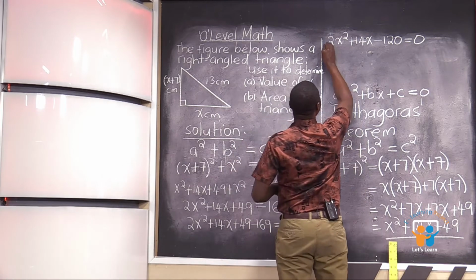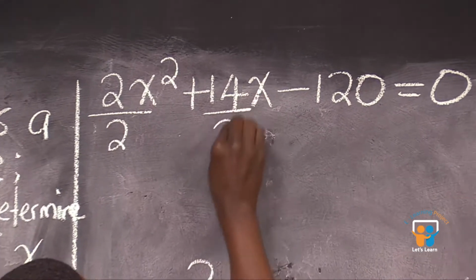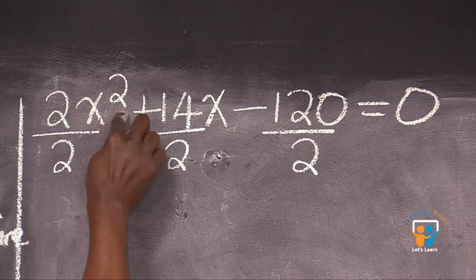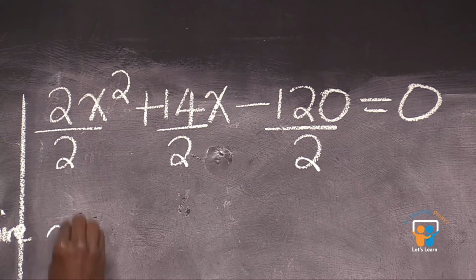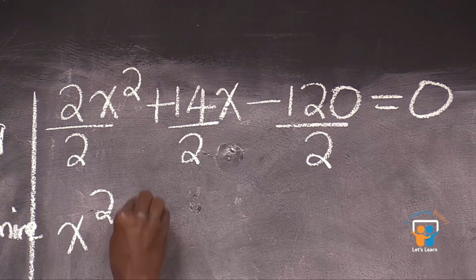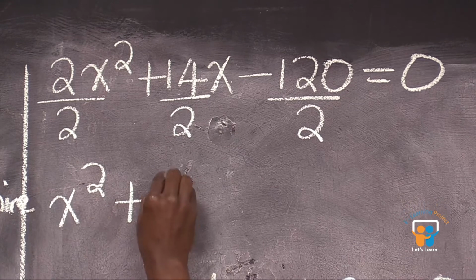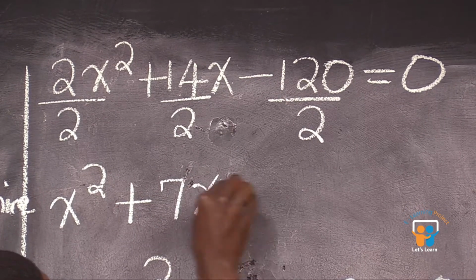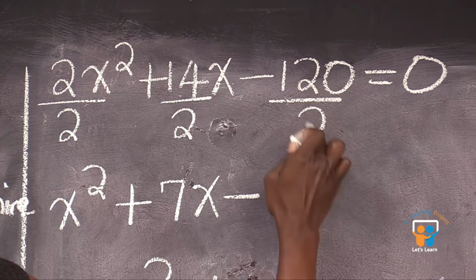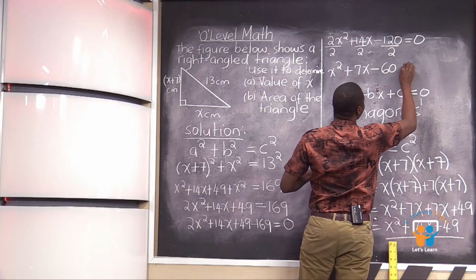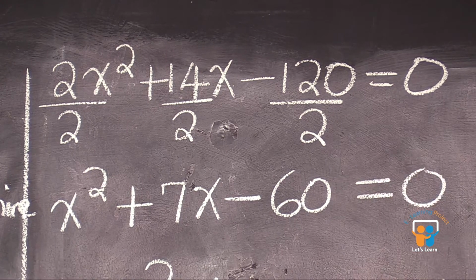Now, we can say divide by 2, divide by 2, divide by 2, so that we have 2x squared divided by 2 to give us x squared, plus 14x divided by 2 to give us 7x, minus 120 divided by 2 to give us 60, which would equal 0.